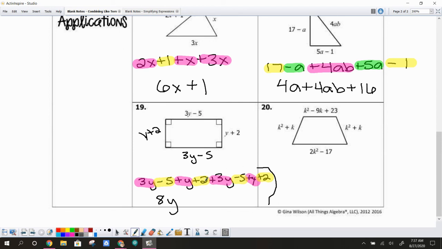Then I have a negative 5 plus 2, minus 5 again, plus 2. So negative 5 plus 2 is a negative 3. Minus 5 is negative 8. Plus 2 is negative 6. And that would be my final answer there.